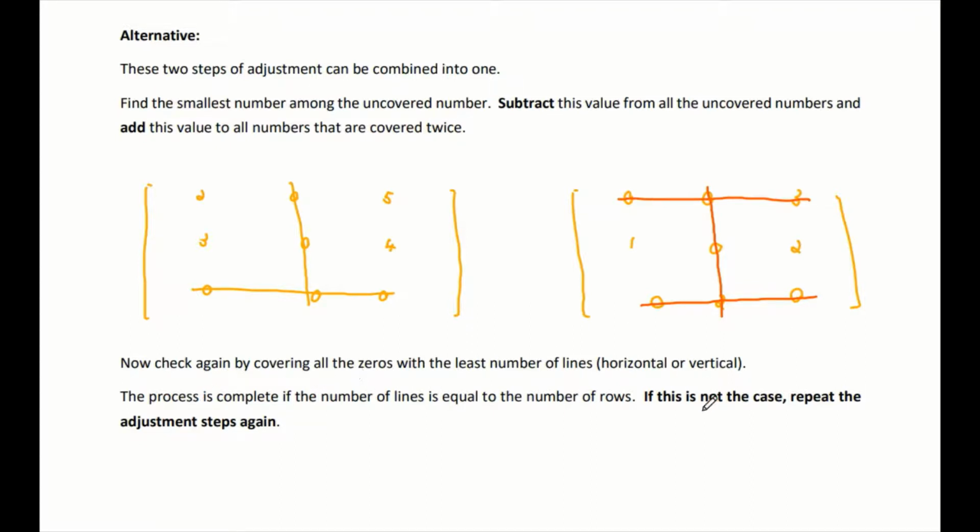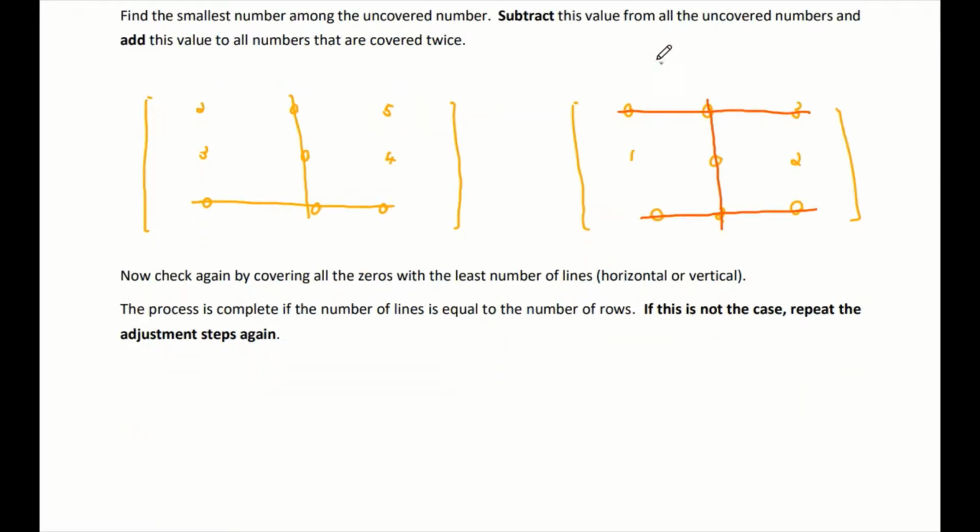In the case where, let's say, after you do the adjustment the number of lines and the number of rows is still not equal to each other, then you need to repeat the adjustment step again. So it means find the smallest number among the uncovered numbers, subtract the number from all the uncovered numbers, and add the value to the number that is covered twice. Then you just repeat until the number of lines that you use to cover the 0s is equal to the number of rows, and only then can you stop. Alright, so that's the idea here. Since we already get 3 here, which means the number of lines and the number of rows here is the same, now we can stop here, then we try to find our solution.